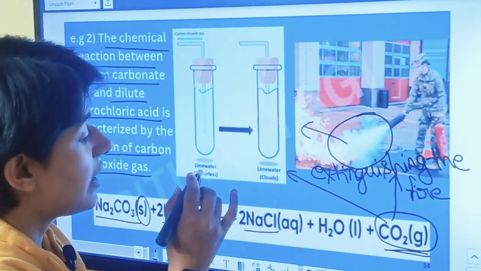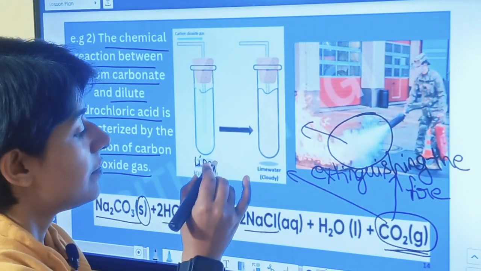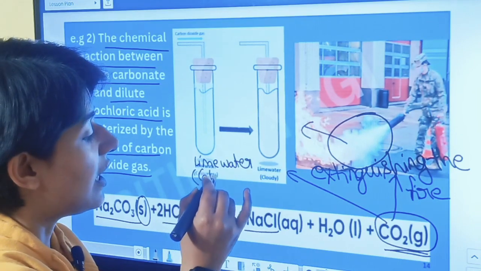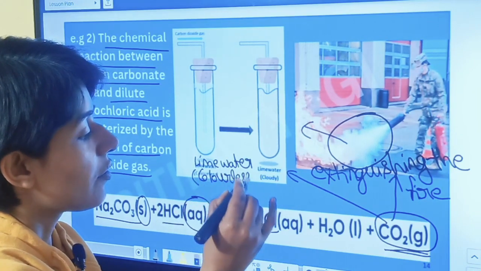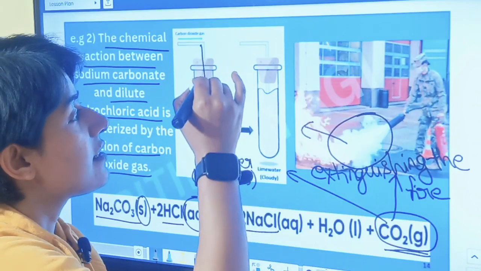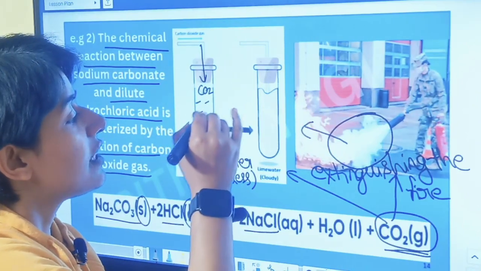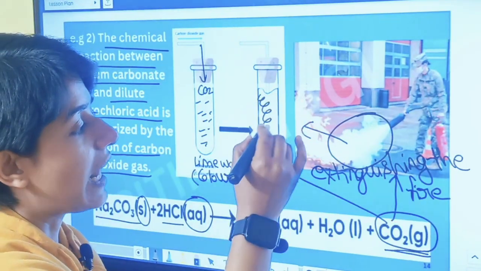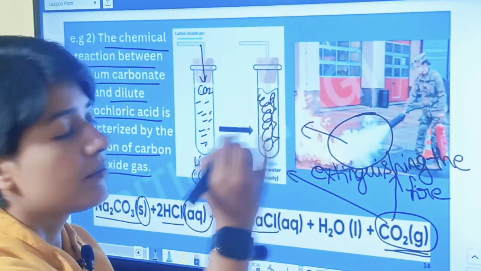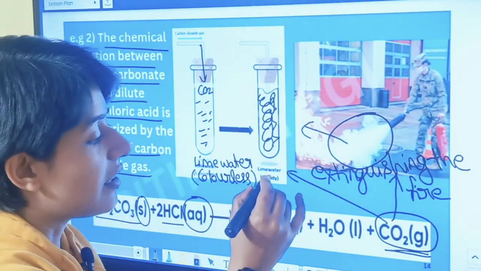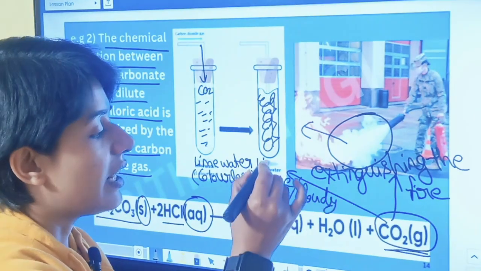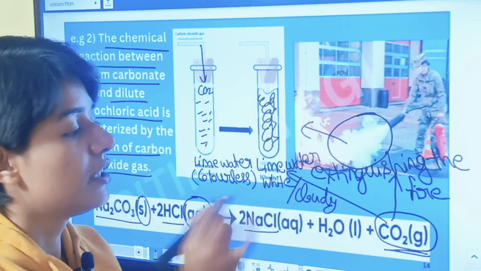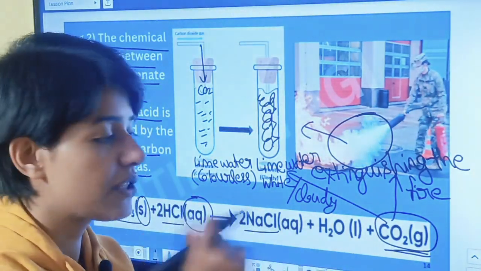And the second detection is lime water. Lime water is initially colorless. When CO2 gas is passed into this lime water, then it becomes cloudy or white in color. Then lime water turns milky. Lime water turns milky. These are the two detection tests for CO2.